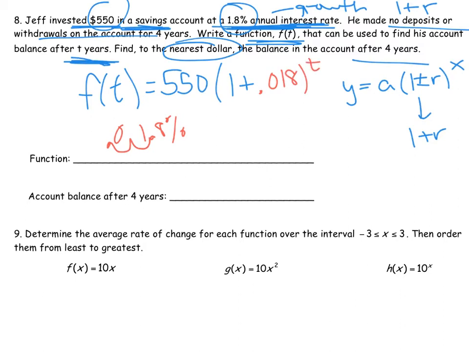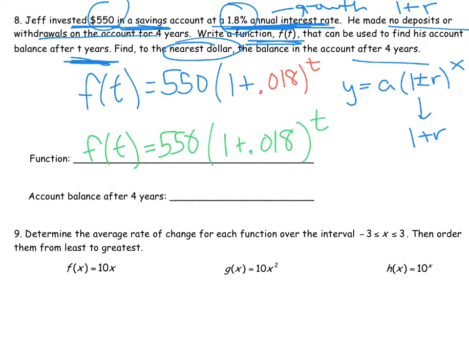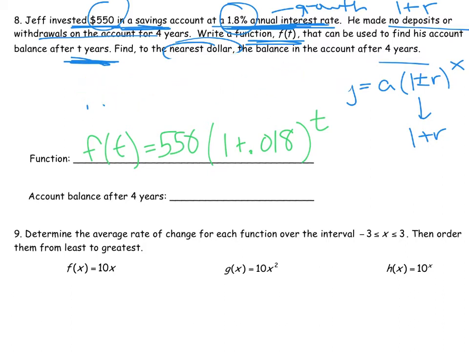So to fill this in for the function, we're going to write f of t equals 550 times 1 plus 0.018 to the t. That'll get you full credit. Now the next piece asks for you to find the amount of money in there after 4 years.